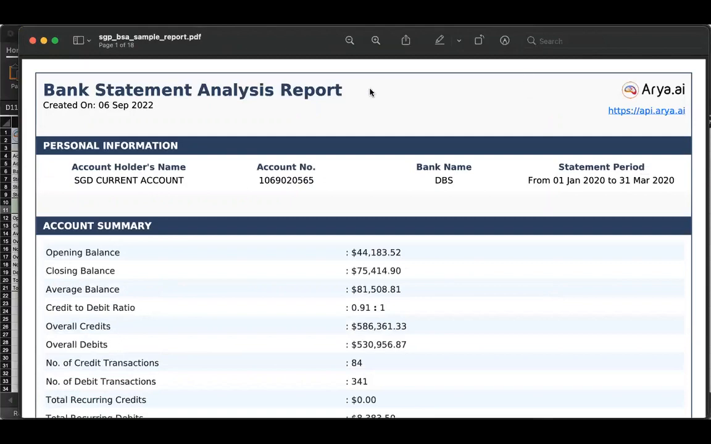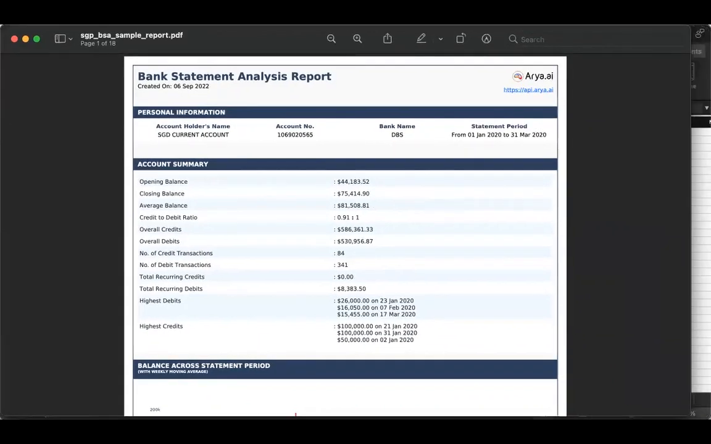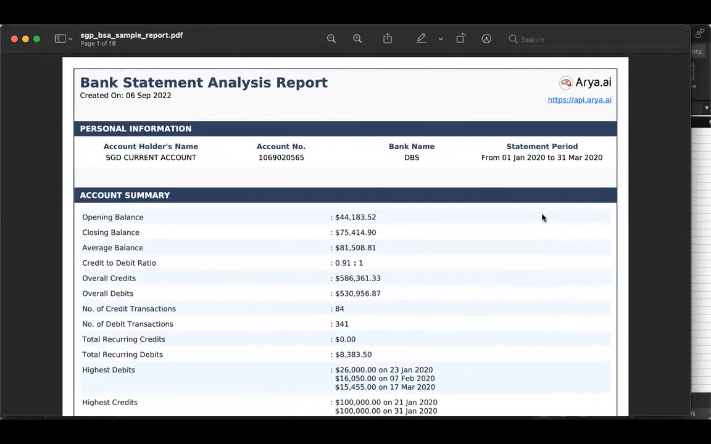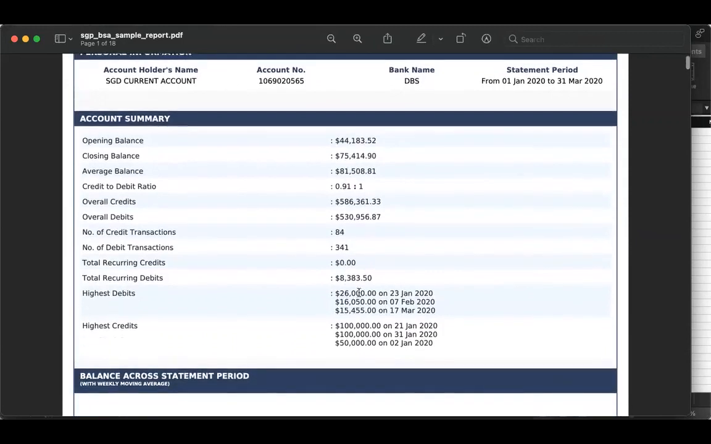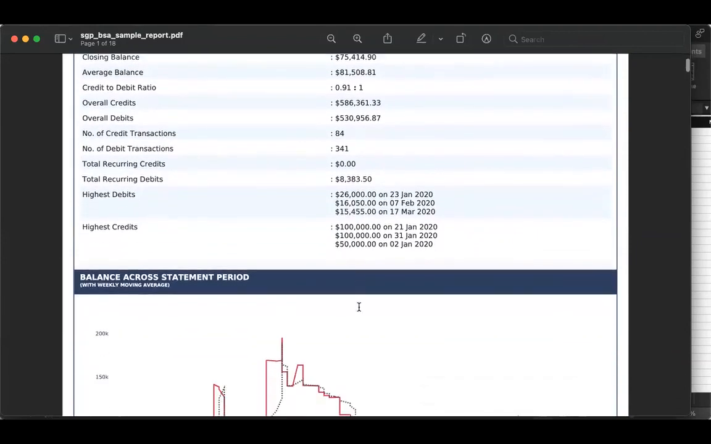Yes, so this is the PDF report which was generated for the same statement, which has similar information in the PDF format, if that is something that you would prefer for your analysis. It has the personal information and the account summary with the opening and closing balance and everything similar, and the top three debit and credit transactions over the statement period as well.